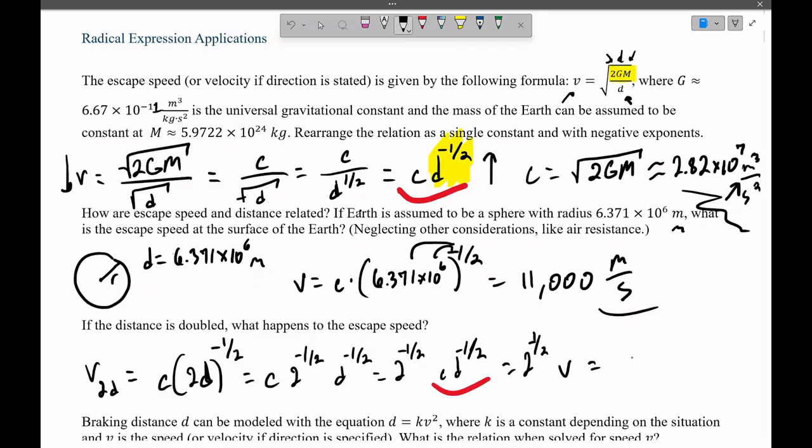2 to the negative 1/2, of course, is just 1 over 2 to the 1/2, which is the square root of 2. In other words, if the distance doubles, then we are reducing the velocity by the square root of 2. And like I said before, if the distance doubles, then the velocity gets smaller. If one increases, the other decreases. This is just another way of showing that inverse relationship, as this is called.